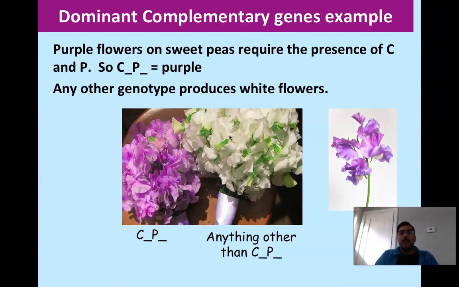Okay, dominant complementary genes. Let's say I got flowers. Purple flowers, shown in peas, require the presence of a big C and a big P. So if I have a big C and a big P, I'm going to be purple. Any other genotypic combination is going to make a white flower. So if you have one big C and one big P, no matter what, you'll have a purple flower. If you have anything other than one big C and one big P, you are going to be white.